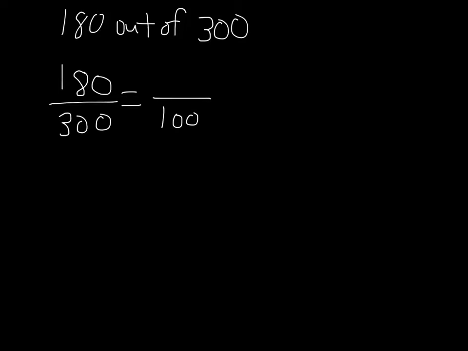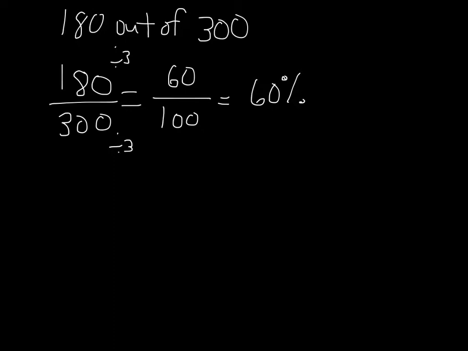And I think most of us recognize pretty easily that 300 divided by 3 is 100. And so if we just divide 180 by 3, 180 out of 300 is the same thing as 60 out of 100. And of course, 60 out of 100 is the same thing as 60%. But I wanted you to see this because there's two methods.